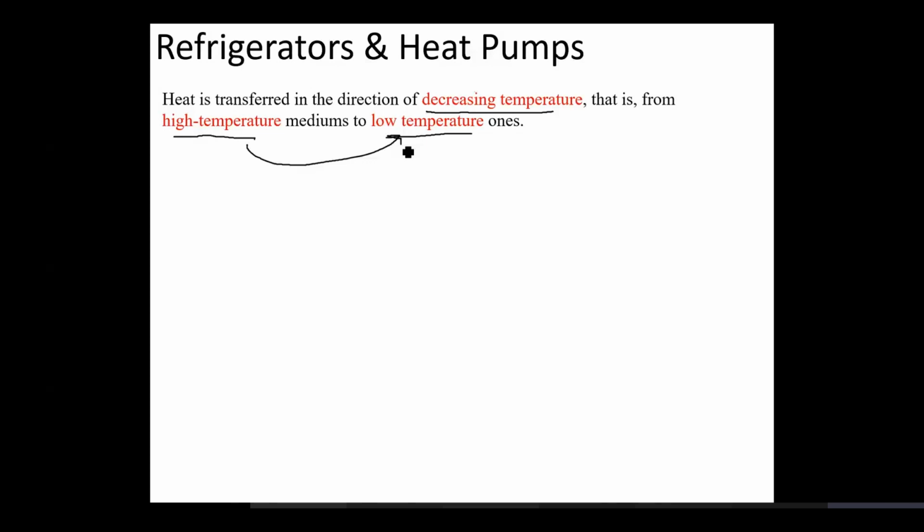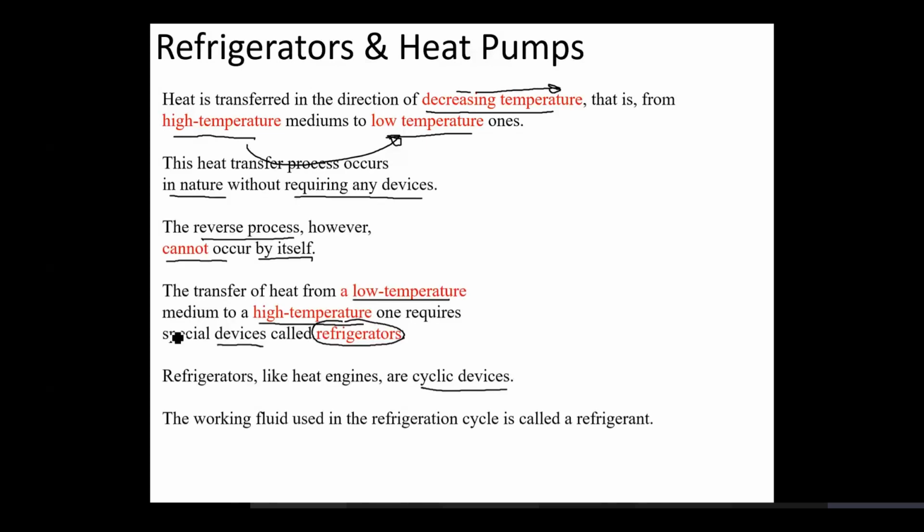Refrigerators, like heat engines, are cyclic devices, and the working fluid in the refrigeration cycle is a refrigerant. One refrigerant you might have used in some of the numericals is R134A. The most frequently used refrigeration cycle is the vapor compression refrigeration cycle. We'll have a look at this refrigeration cycle as it is.